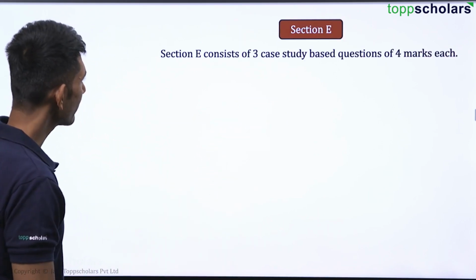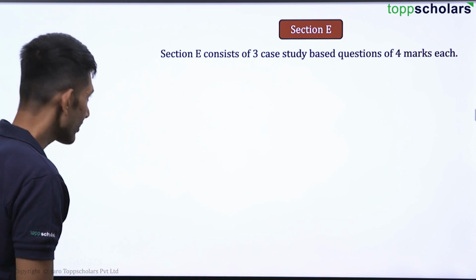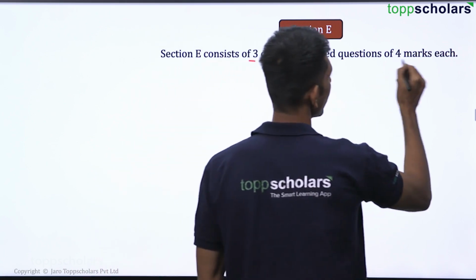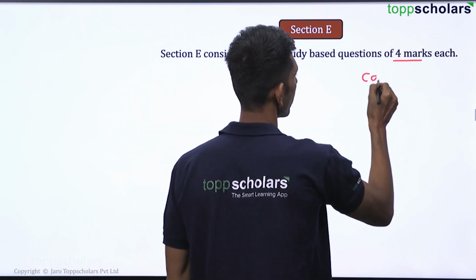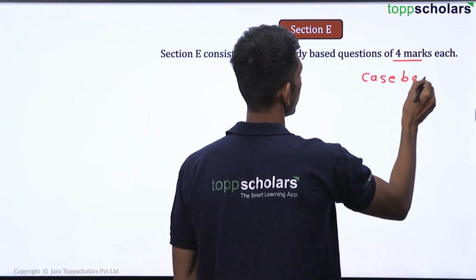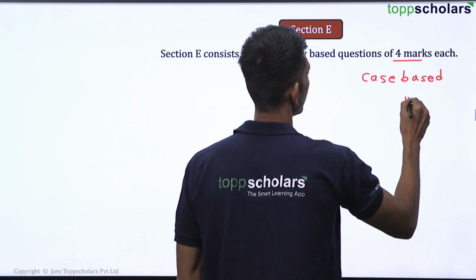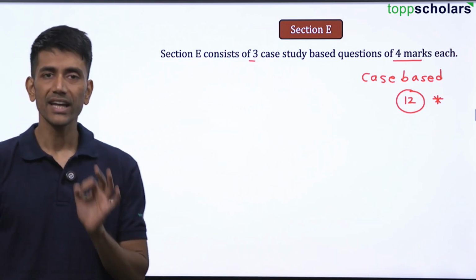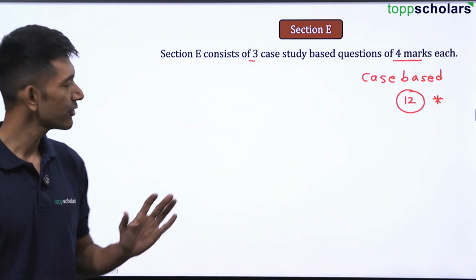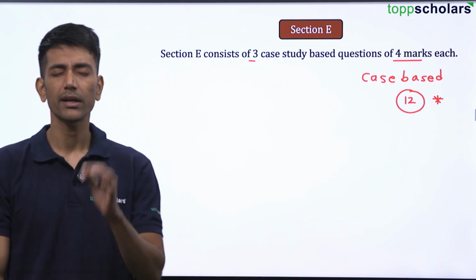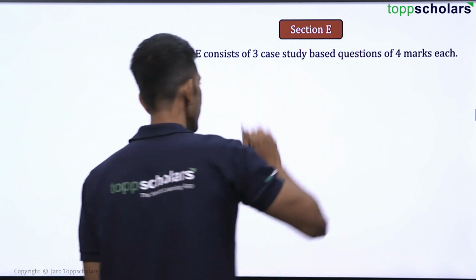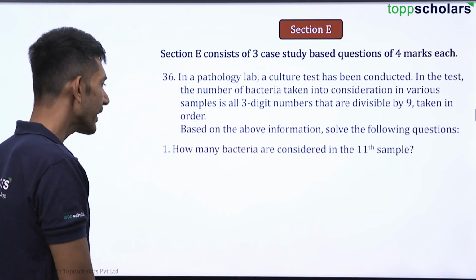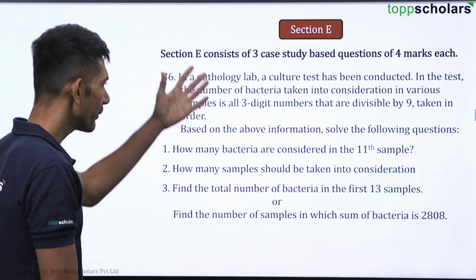Now we have section E. Now section E consists of 3 case study questions, that is case based, and they carry 12 marks. Now whenever you have a case based question, firstly make sure that you read the question very carefully. Reading the question is very, very important. Read it carefully because it will be a lengthy question, and then you are supposed to solve the problem.